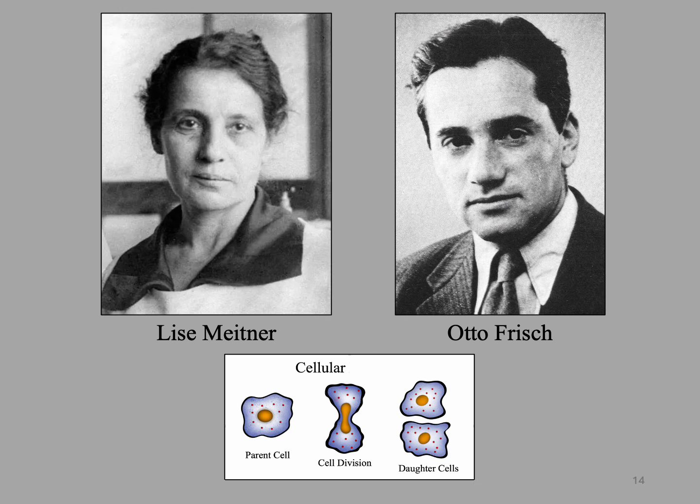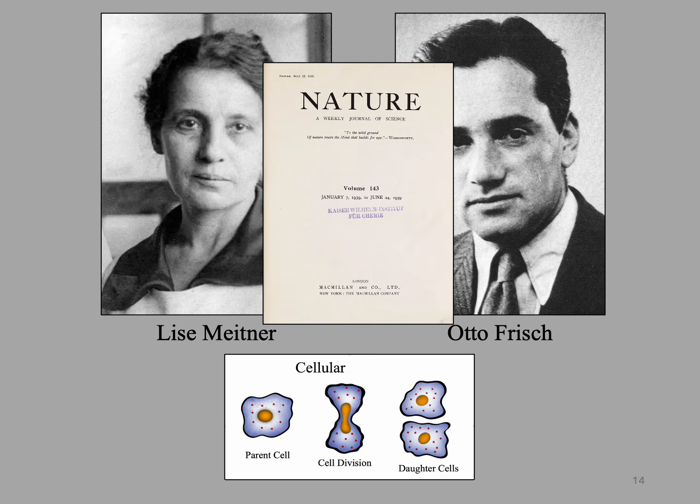Hahn and Strassmann reported their findings by mail to Lise Meitner in Sweden, who had, a few months earlier, fled Nazi Germany. Meitner and her nephew, Otto Frisch, theorized and then proved that the uranium nucleus had been split and published their findings in Nature. By analogy with the division of biological cells, Frisch named the process fission.